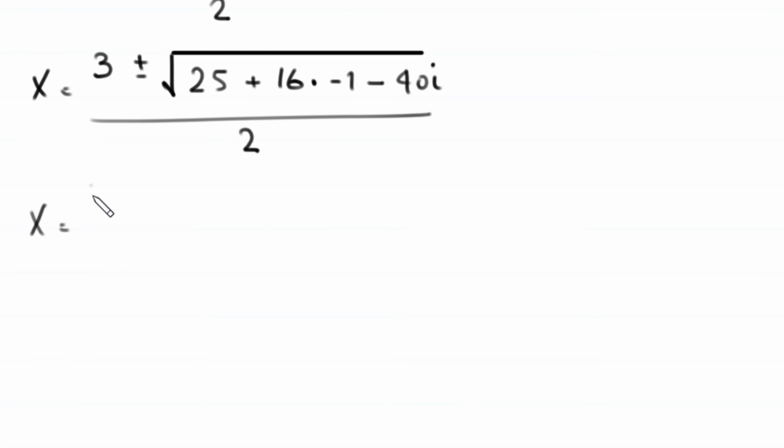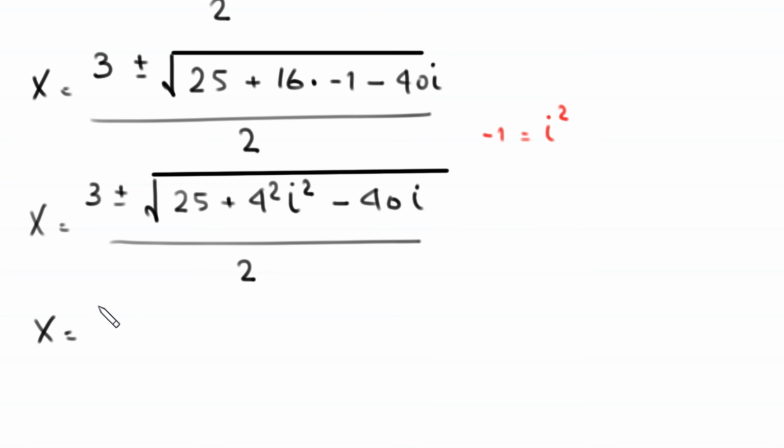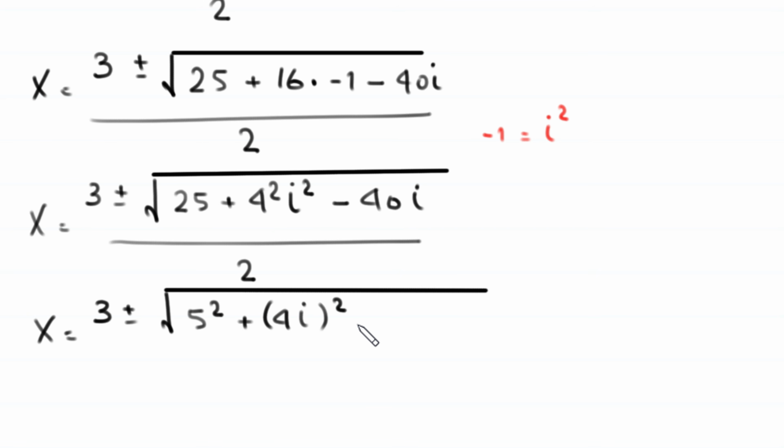Next, x is equal to 3 plus or minus the square root of, since negative 1 equals i squared, we can rewrite this 16 times negative 1 as, we write this 25 first, plus 16 is the same as 4 squared, negative 1 is the same as i squared, minus 40 times i, divided by 2. x is equal to 3 plus or minus the square root of, now this 25 can be written as 5 squared, plus 4 squared times i squared can be written as 4i whole squared, minus this 40i can be written as 2 times 5 times 4i, divided by 2.